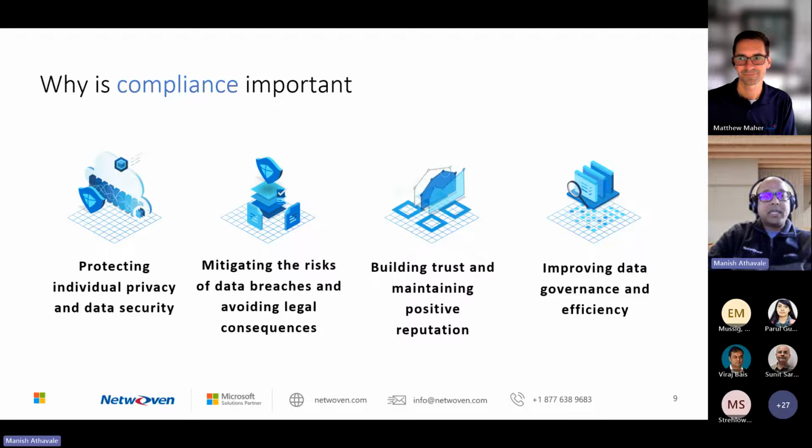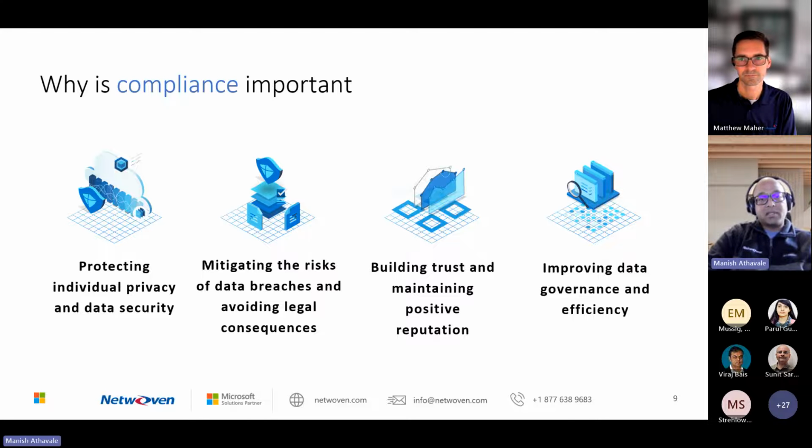So improving data governance and efficiency. Strong data governance ensures data is handled according to regulations, minimizes the penalties and the reputational damage. It also improves efficiency, streamlining data handling, leading to more reliable data for accurate analysis, right? So in the end, you also want to make sure that your data is accurate so that you can gain some insights into your data, and you can also make some good decisions out of it.